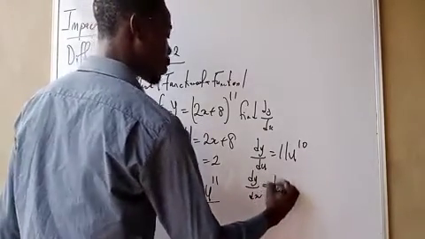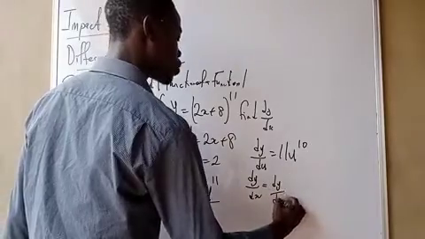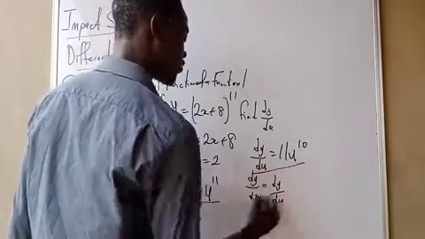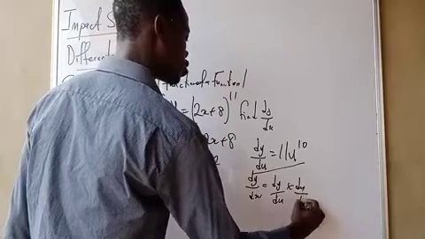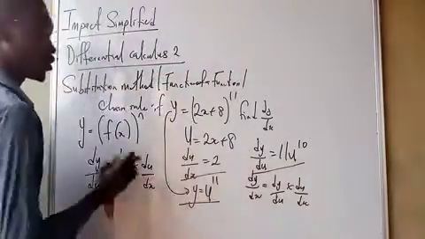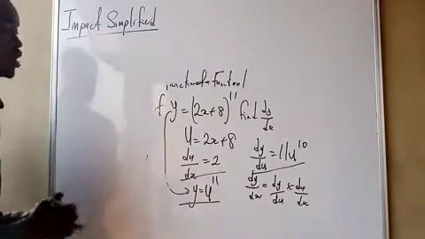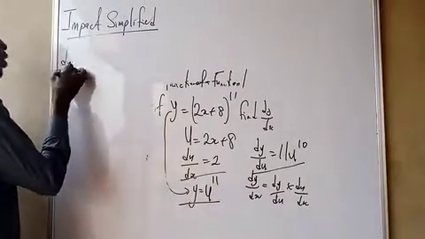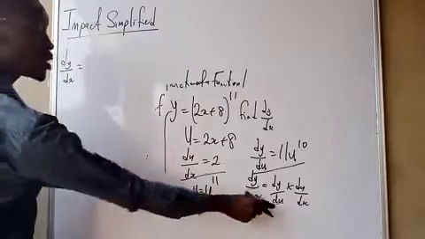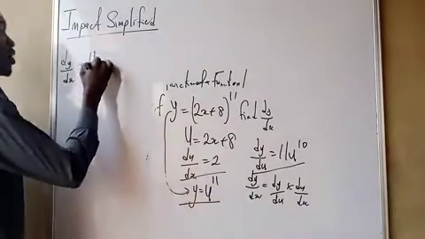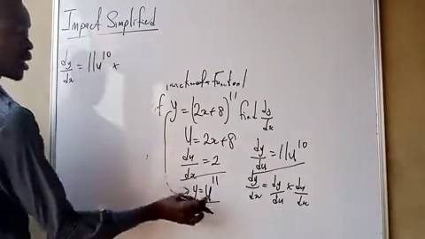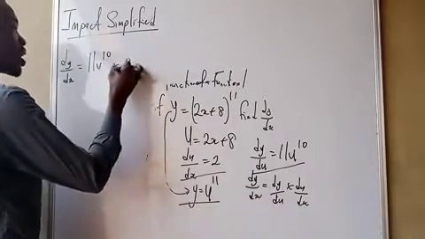Don't forget, dy dx has a formula, which is dy over du, that means this function, times du over dx, and that is this function. Then you multiply them together. Our dy over dx is equals to dy du, which is 11u, a power of 10, times du dx, which is 2.